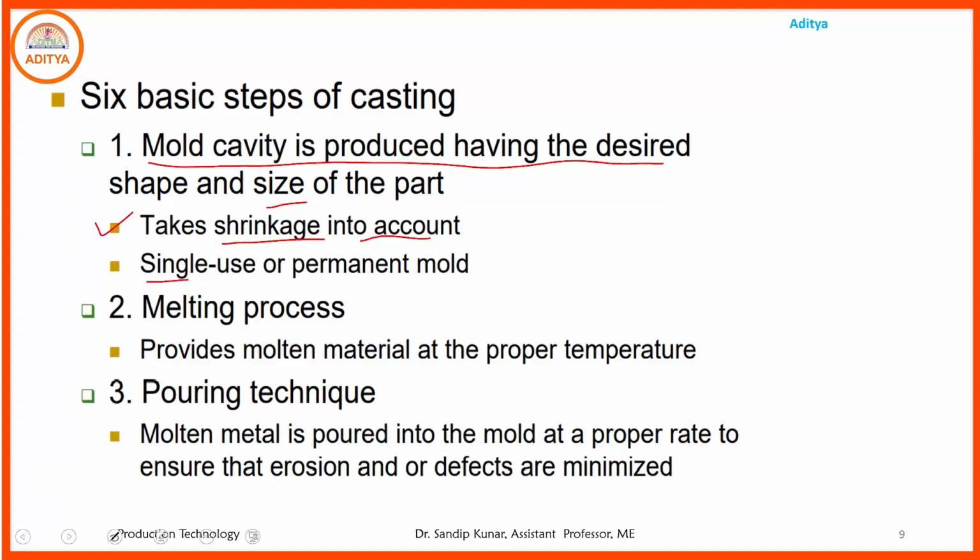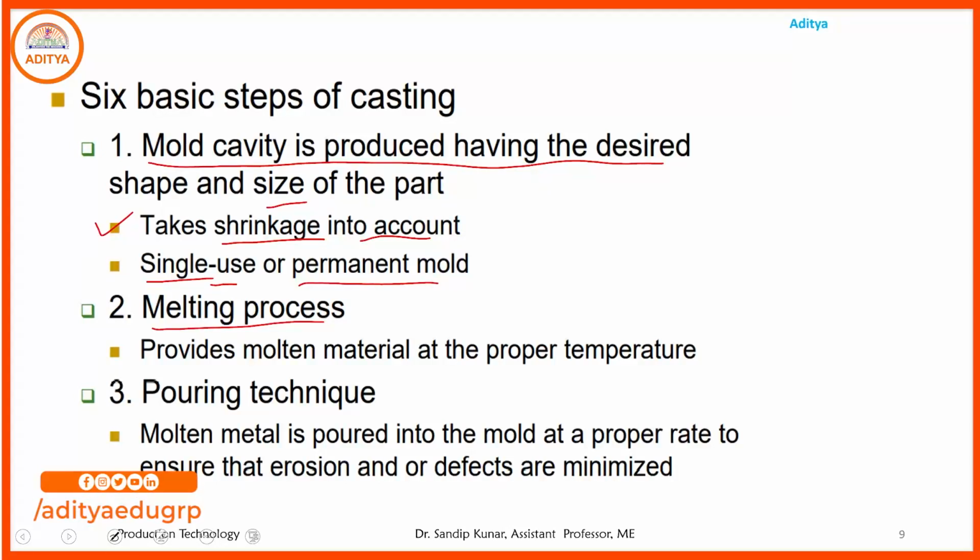Then, single-use or permanent mold. Sometimes if we take so many joints in the pattern, then during separation of the molding box the casting product may be defective. So we avoid the number of joints in the pattern. We choose either a single-use or a permanent mold for the preparation of the mold cavity shape.